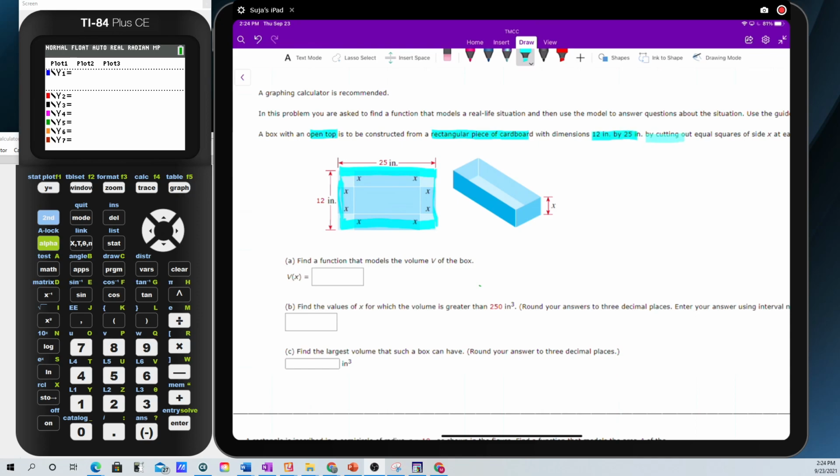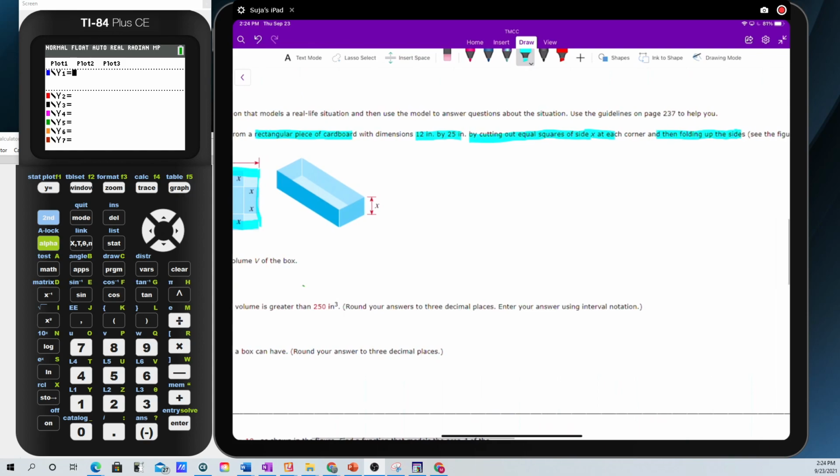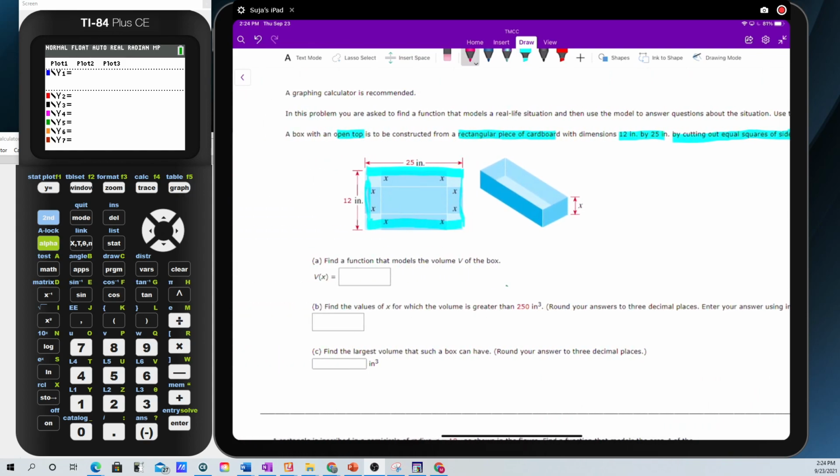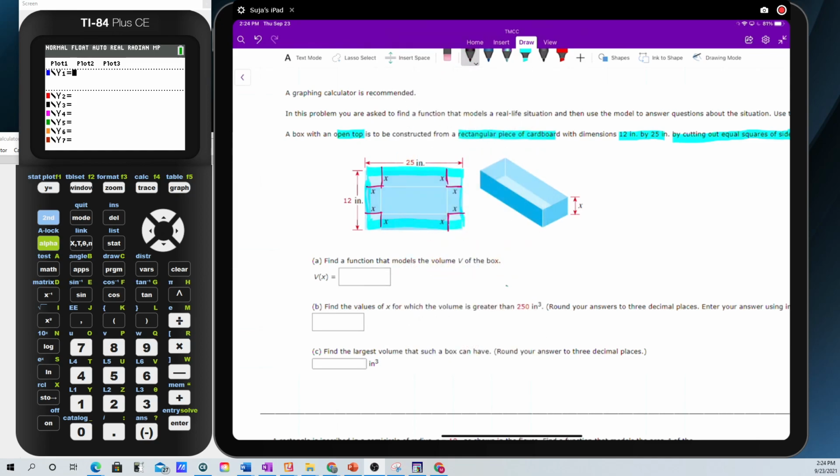Now, by cutting out equal squares of side x at each corner and then folding up the sides. So what that means is they are taking this big cardboard and cutting out little x by x squares, and then lifting up the sides. So now this is going to be the side of my box, and this width is going to be that side of my box.